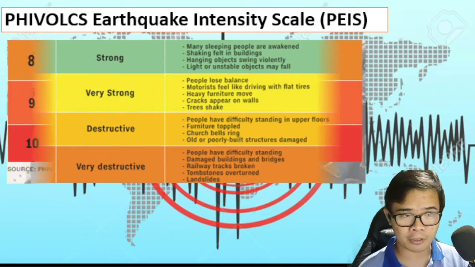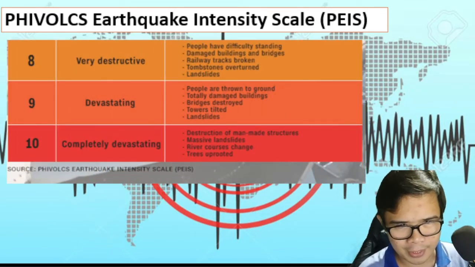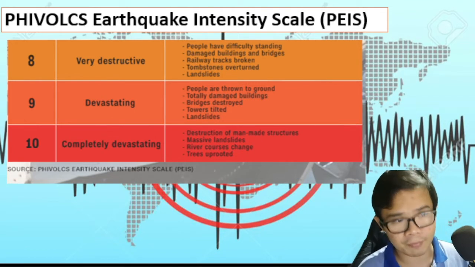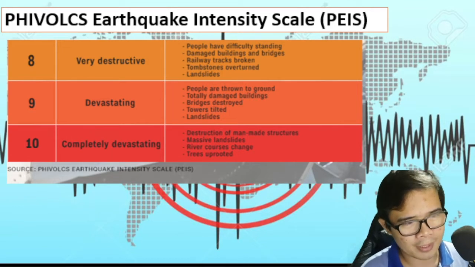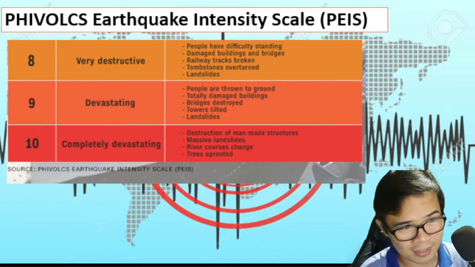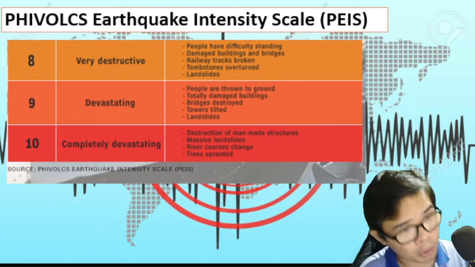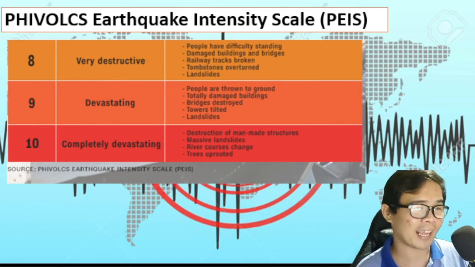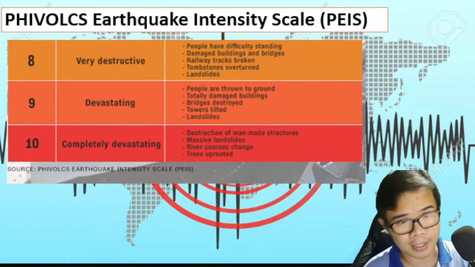Paano ang next? May next pa po tayo and that is from 9 to 10. So, from number 9, ito yung devastating. People have thrown to ground. Okay? Nakatumba ka na, dahil sa sobrang lakas ng shaking. Totally damaged buildings. Bridges destroyed. Towers tilted. And of course, landslides. Yung mga puno po, minsan nasisira na siya, natutumba na siya dahil sa sobrang shaking niya.